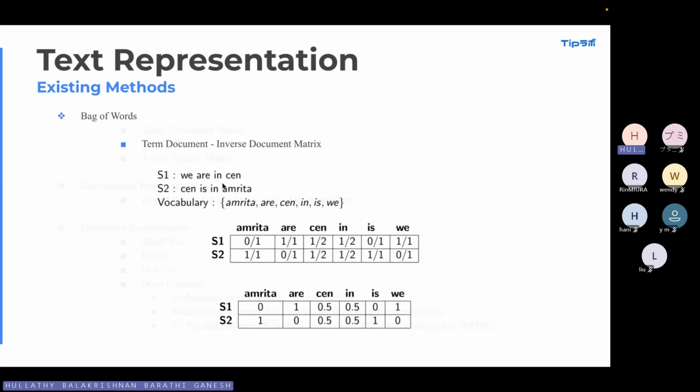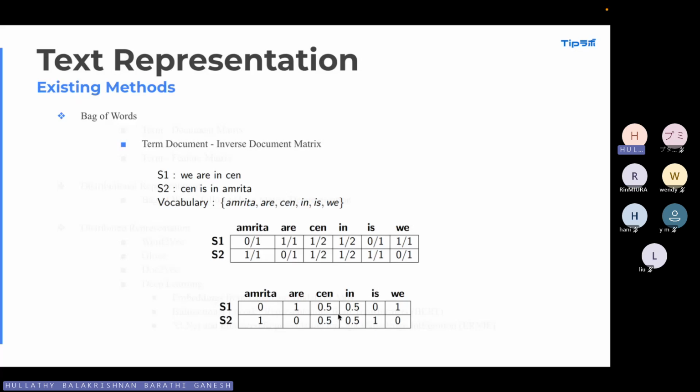And if you take the word in, it is there in both the sentences. So common words like sen and in are divided by 2, that is 1 into 1 by 2. If you see it now, the rarely occurring word, Amrita, gets higher weightage, but the commonly occurring words across all the documents get lower weightage.